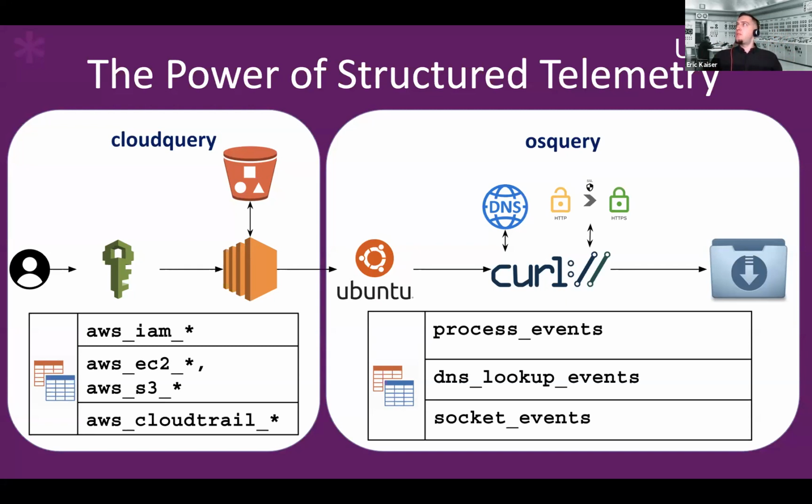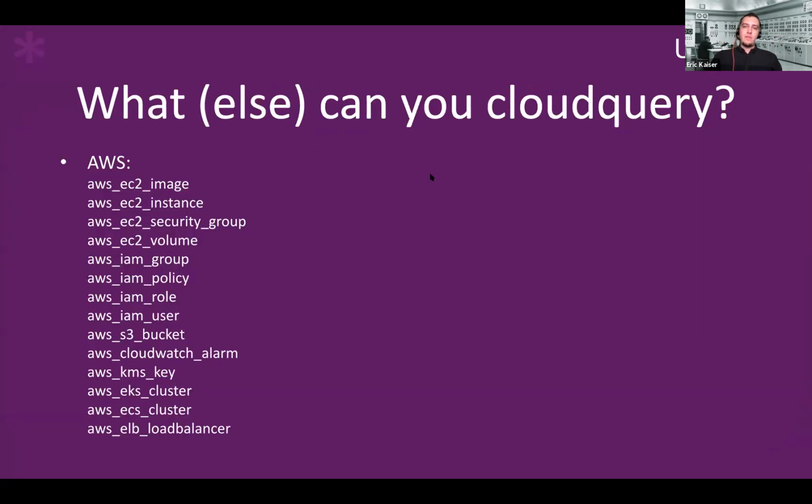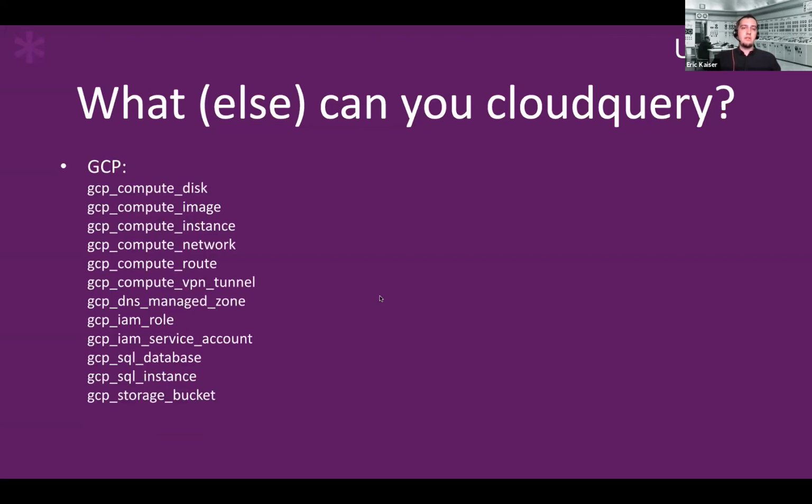So that's all well and good. Now the question becomes, what can you cloudquery? Right, this is a smattering. It's about a third, I think, of the AWS tables. The EC2 image, the EC2 instance, the EC2 security groups, the IAM groups, policies, roles, the S3 bucket, the CloudWatch alarms, clusters, etc.